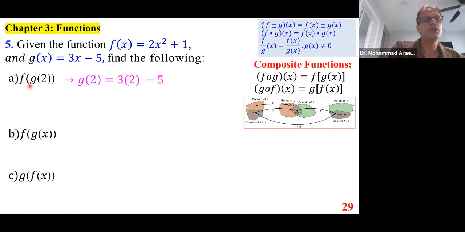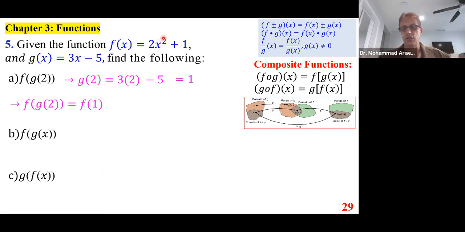Now, if you're interested in finding f of g of 2, first we have to find g of 2. So what is g of 2? Replace the x with 2. 3 times 2 minus 5 results in 6 minus 5, or 1. Therefore, f of g of 2 is equal to f of 1. So now replace the x here with 1 and you're done. Pretty straightforward.